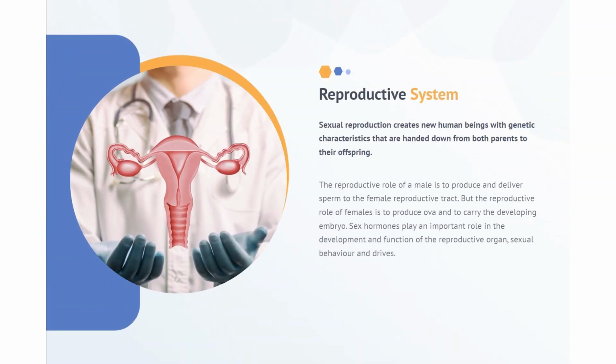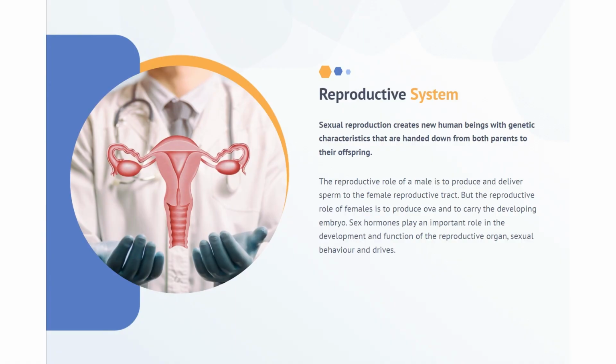Reproductive system. Sexual reproduction creates new human beings with genetic characteristics that are handed down from both parents to their offspring. The reproductive role of a male is to produce and deliver sperm to the female reproductive tract. But the reproductive role of females is to produce ova and to carry the developing embryo. Sex hormones play an important role in the development and function of the reproductive organs, sexual behavior and drives.